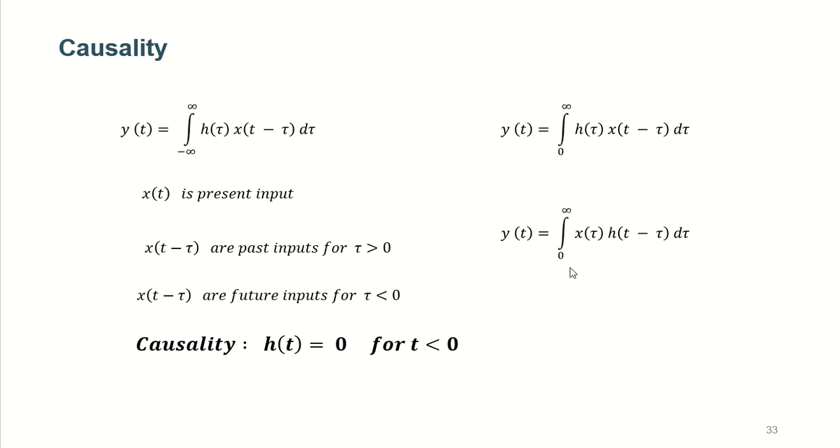And in the same way, because we just talked about the commutative property of the convolution integral, we can also write y of t is equal to integral from 0 to infinity of x of tau h of t minus tau d tau. So that was your causality property.